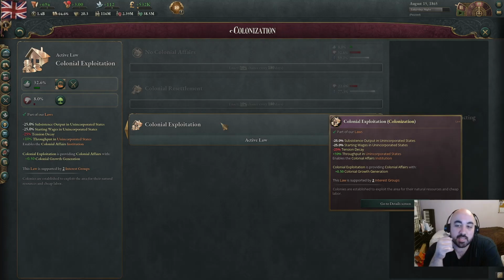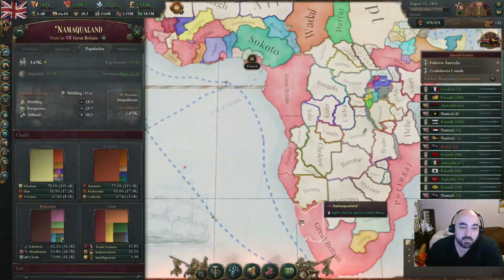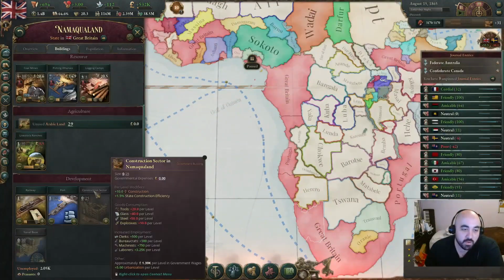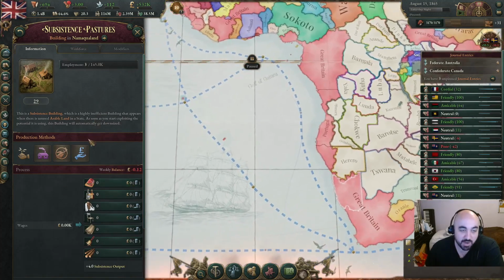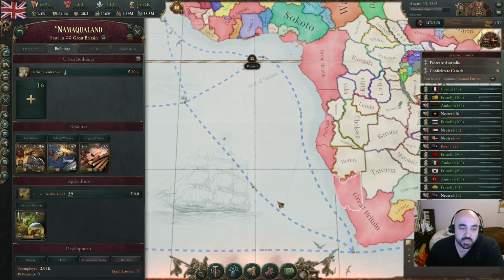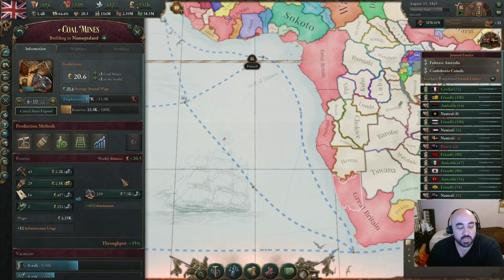Now, this decreases the subsistence output in unincorporated states, and it decreases the starting wages. A good way of thinking about this is it makes it easier to get pops out of subsistence farms and into whatever you have in the state, because these will pay them less money, and so they will get off the subsistence farms or migrate much easier, which makes employing a little bit easier.